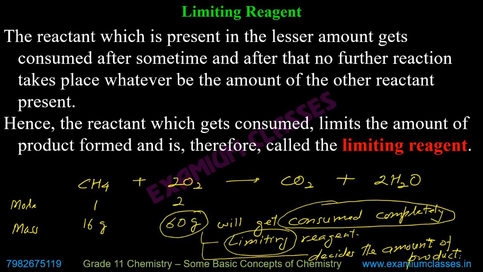The limiting reagent is that one which is in less than the required amount. That one will be the limiting reagent. It will get consumed completely. It will stop the reaction and it will decide how many moles, how many grams of the product will be produced, not the other one. So suppose, for example, I'm just giving you an example so that it is more clear, with the same reaction.